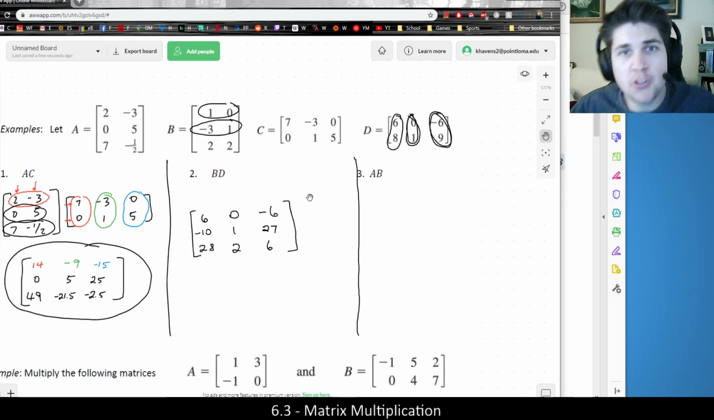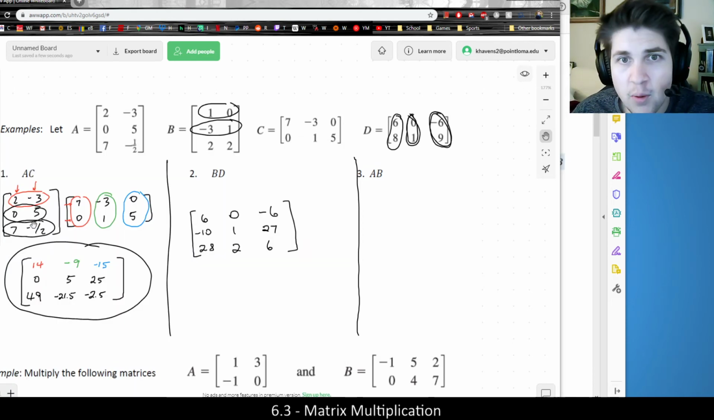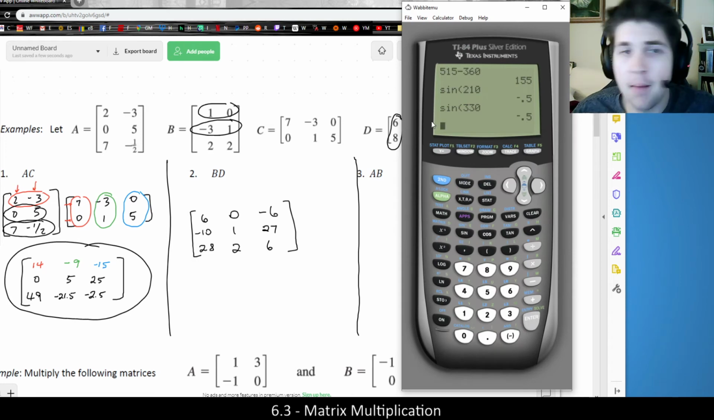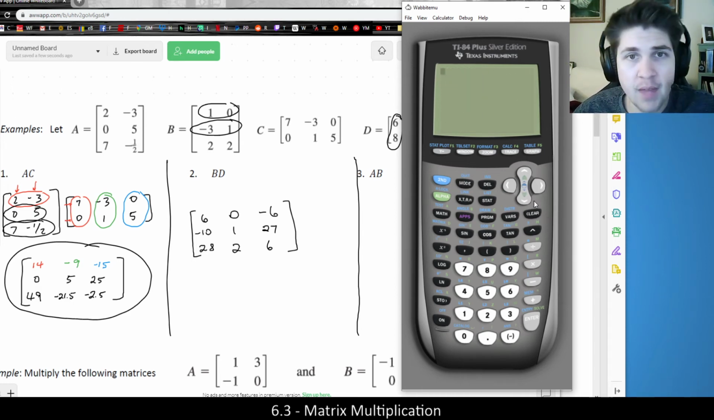Additionally, you can actually do matrix multiplication in your calculator if you want. So I'll go ahead and show you real quick how you do that as well, because you can actually do most matrix mathematics with a general graphing calculator if you know how. So let's go ahead and do that.